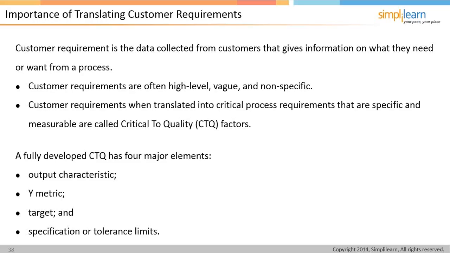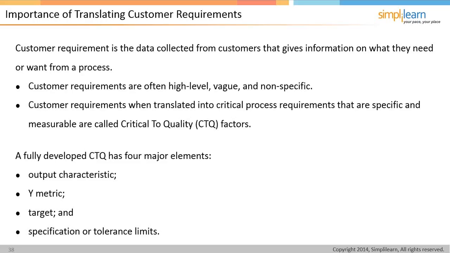Customer requirements are often high-level, vague, non-specific. When translated into the critical process requirements that are specific and measurable, they're called critical to quality factors. So that's where customers give these high-level, vague statements. Through the use of some of these tools that we'll be talking about, they can be converted into very specific, measurable requirements, critical to quality factors. And that's where you can then deliver something in a much more surgical way that customers truly do value. That's how we get things like the iPod, for example.